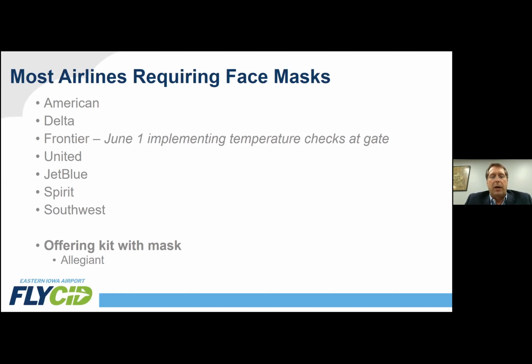Allegiant does offer a kit that comes with a mask and a small bottle of hand sanitizer and some wipes as well. Effective actually Monday, June 1st, Frontier will be the first airline that will be implementing temperature checks at the gate during the boarding process. And many of the airlines have been pushing nationally for TSA to be doing temperature checks at the checkpoint.